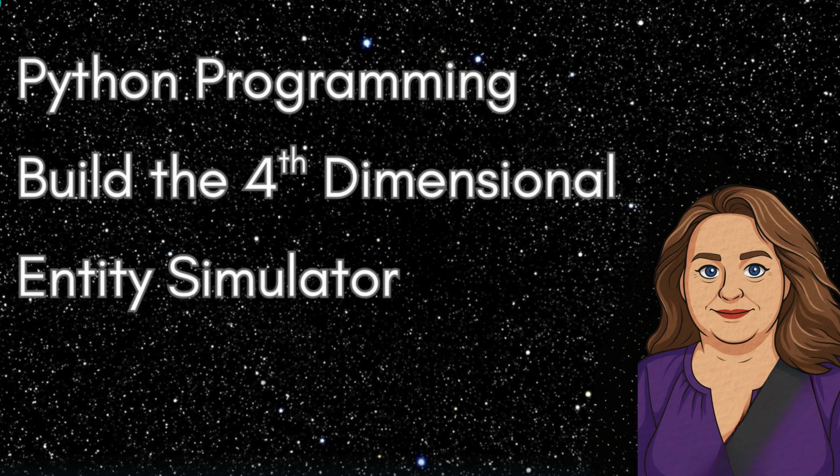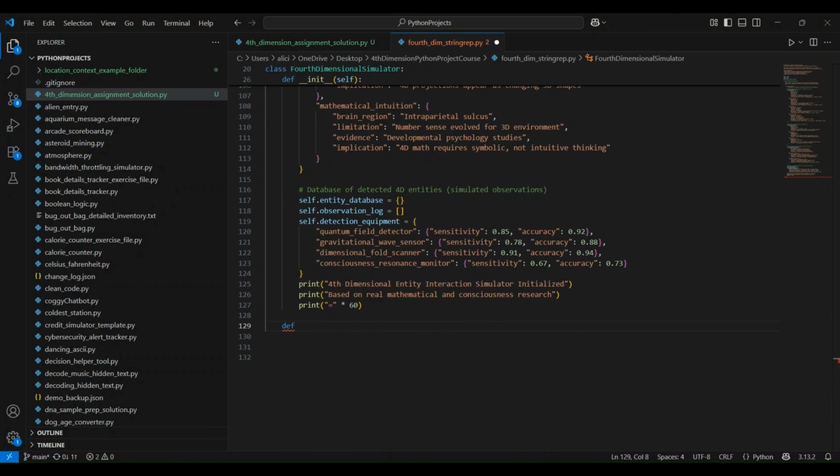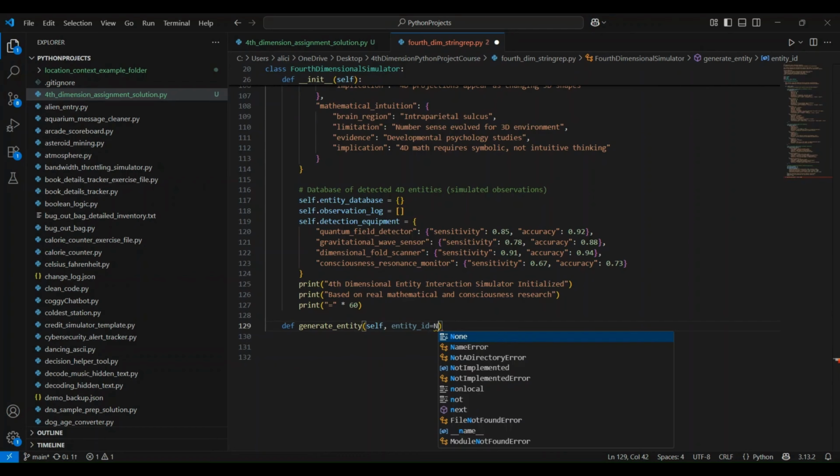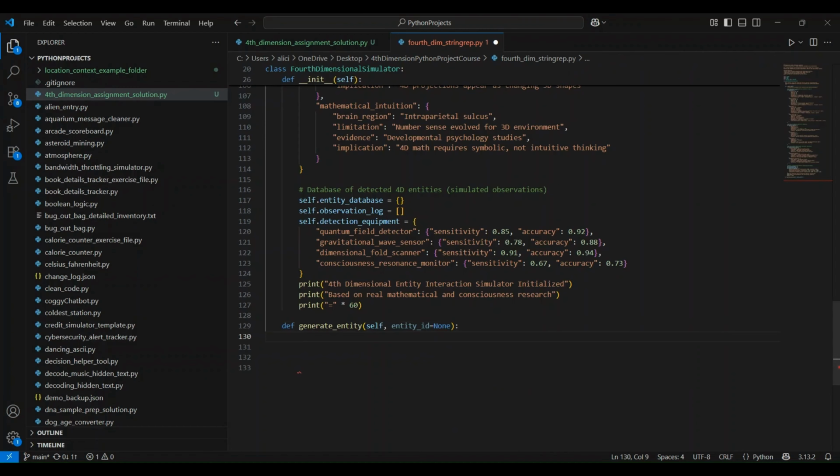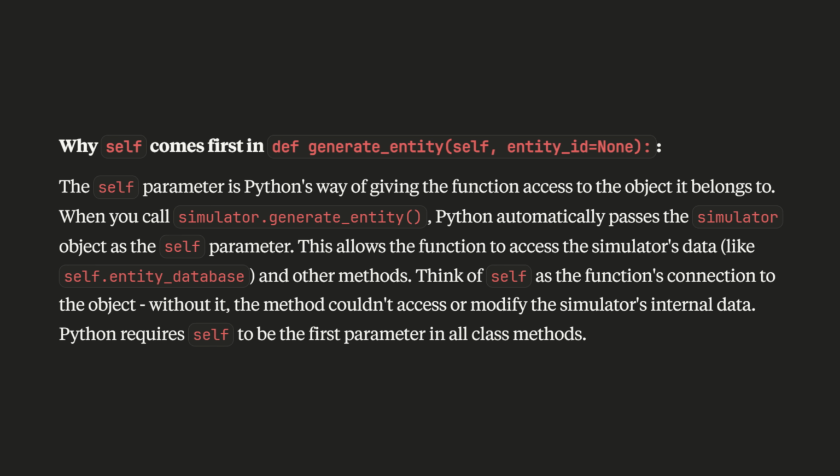Now let's examine this function definition and learn about parameters. We see our next line here is def generate_entity, and then inside of the parentheses we have self, comma, space, entity_id equals None. And then of course the colon at the end, because we do that when we define functions.